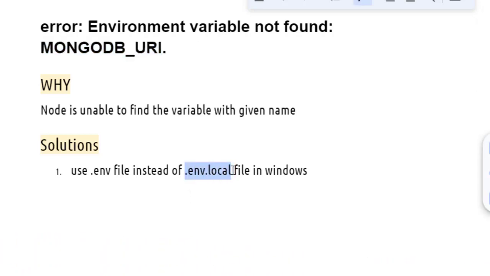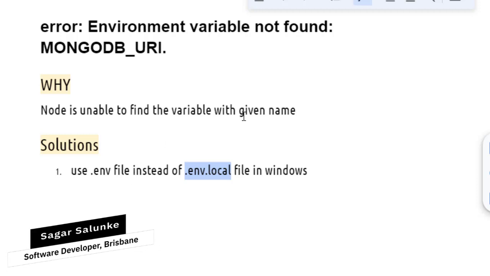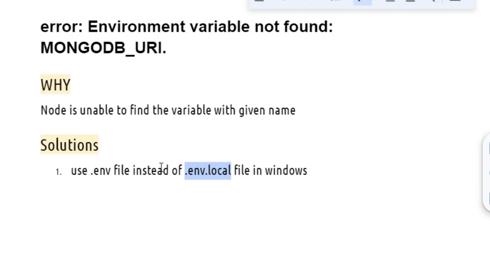So what I did is I used this .env file instead of .env.local and put that variable in this .env file, and then restarted the Next.js server, and then it started working. So make sure that your file is .env instead of .env.local. I was on the Windows operating system, so maybe it has something to do with Windows.